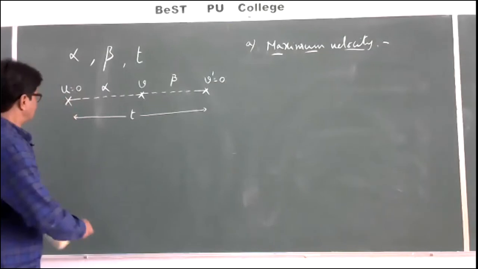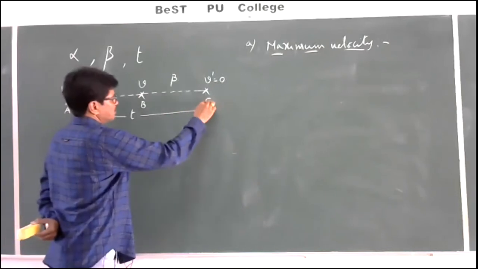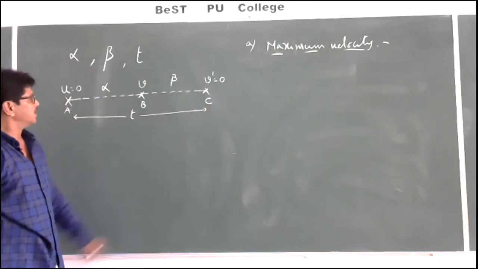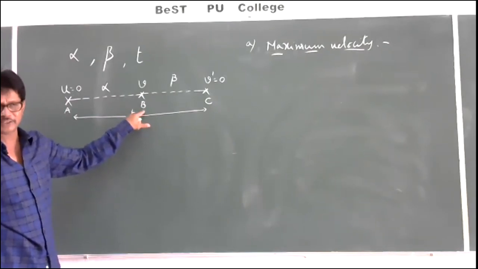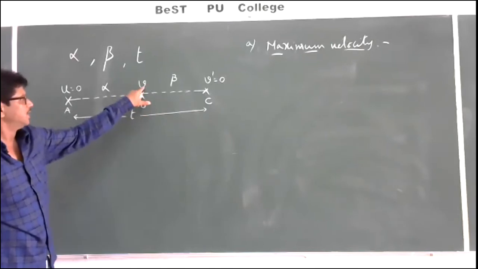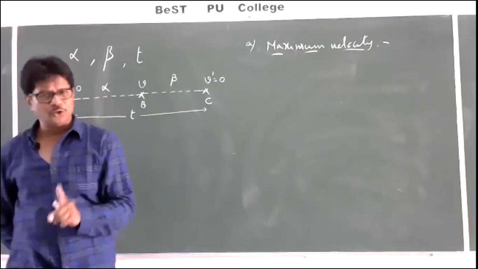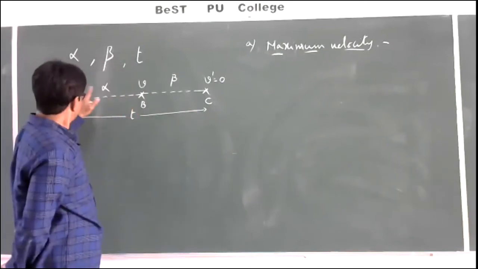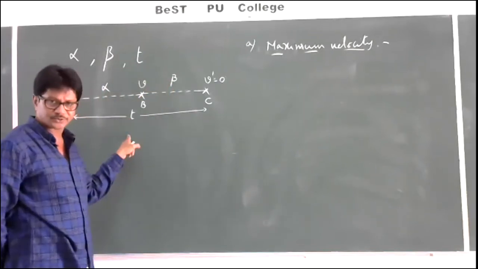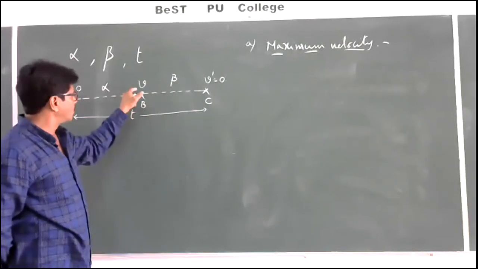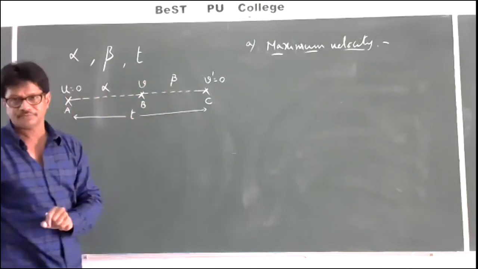Here, this is point A, this is point B, and this is point C. Where will you get the maximum velocity? At B only we will get the maximum velocity. He is asking us to find the V value, and that too in terms of alpha, beta, and t only, because he will give only these three parameters. So I want the formula for V in terms of alpha, beta, and t.